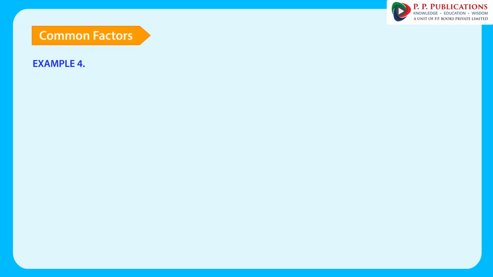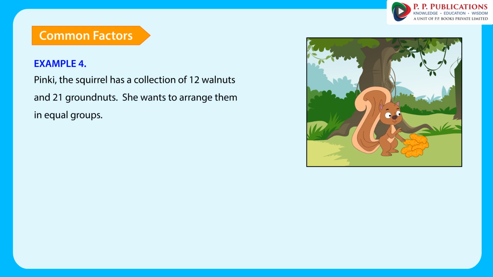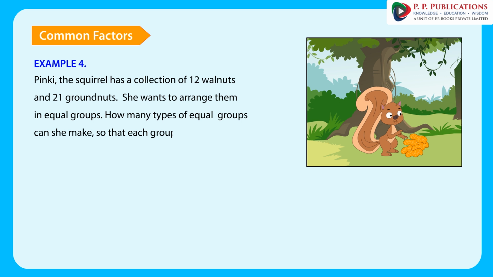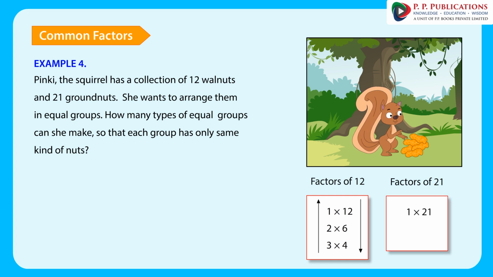Common factors. Example 4. Pinky, the squirrel, has a collection of 12 walnuts and 21 groundnuts. She wants to arrange them in equal groups. How many types of equal groups can she make so that each group has only the same kind of nuts? Factors of 12: 1 multiplied by 12, 2 multiplied by 6, 3 multiplied by 4. Factors of 21: 1 multiplied by 21, 3 multiplied by 7.